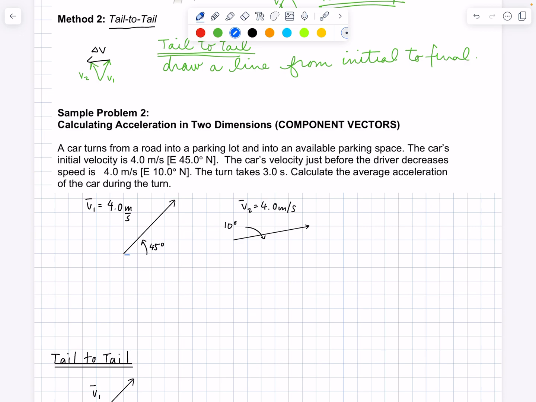If we're doing component vectors, let's follow the same steps we did above. We're going to break each vector up into x and y components. This is the adjacent with respect to the hypotenuse, so this will be 4.0 cos 45 degrees. The y component is the opposite with respect to the hypotenuse. So v1y will be the sine trig ratio, so 4.0 sine 45 degrees. We'll do the same for v2. v2x is the adjacent with respect to the hypotenuse and the angle, so again, we're looking at cos: 4.0 cos 10 degrees. And v2y is the opposite, therefore sine: 4.0 sine 10 degrees.